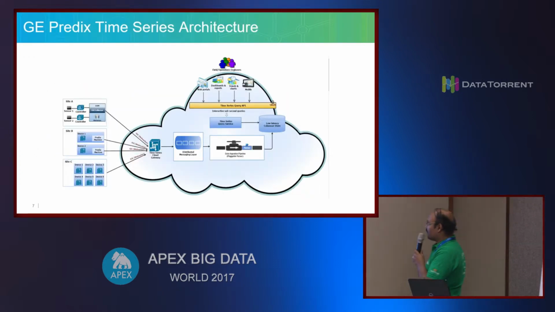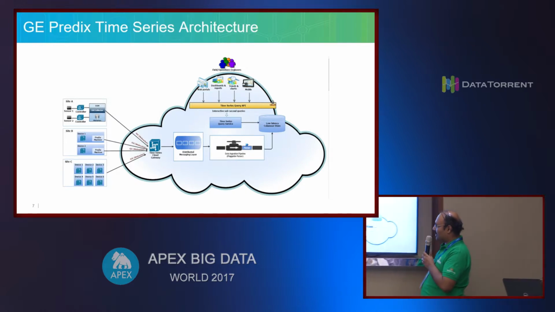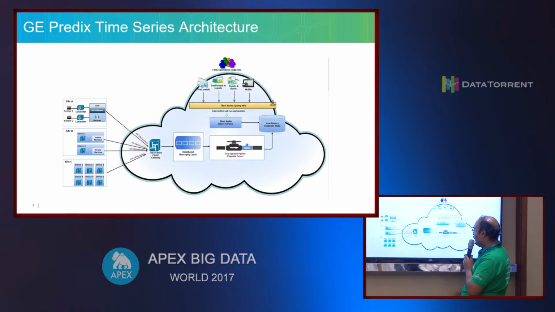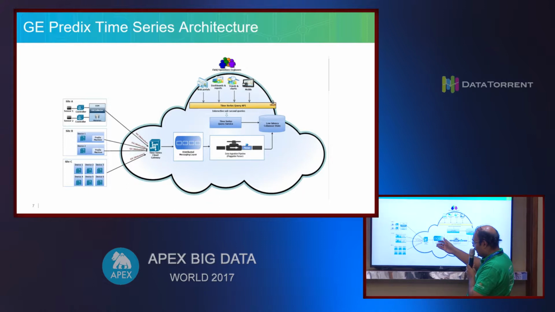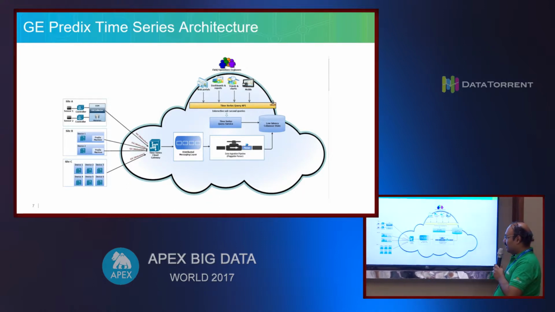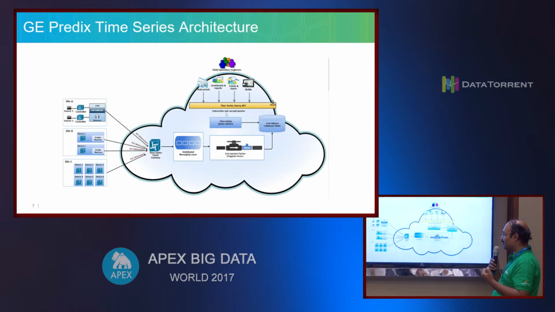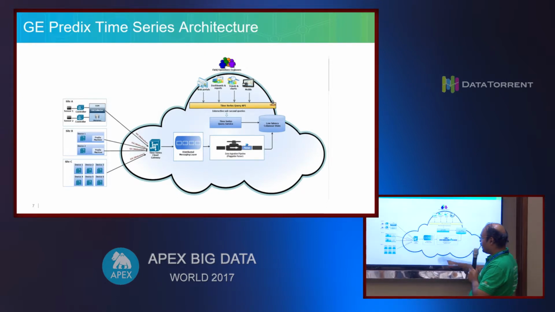So this is the specific time series architecture. Like I mentioned, there are Predix machines sitting on the customer side, sending data. The data comes and gets processed by a gateway, which is a very efficient, high-speed network server written to handle high-speed data coming in. And then this gets put into a distributed message bus.